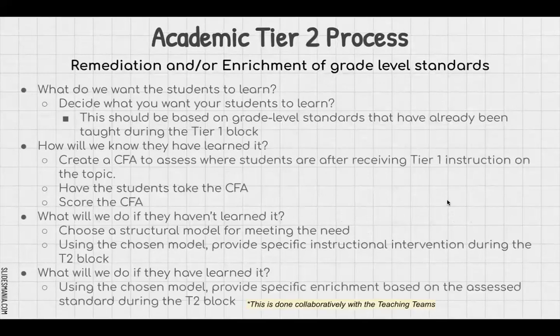During tier 2, what do we do if the students have learned it? We decide, or what do we want our students to learn? We have to decide the specific skill that we're working on and focus on that skill until they have it mastered.